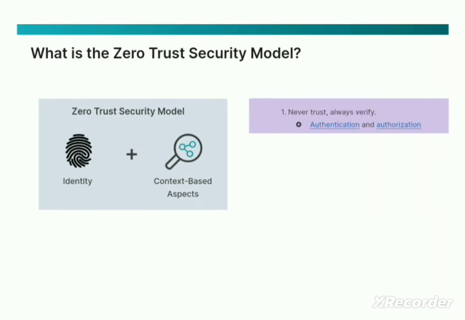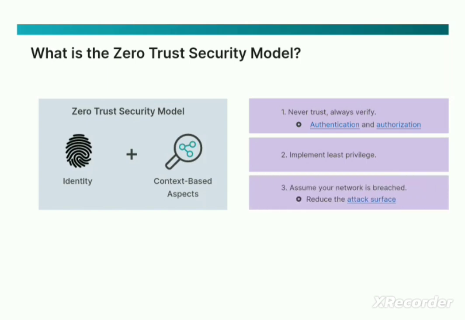1. Never trust a user or device. Always authenticate a user or device to determine their identity and verify what resources the user or device is authorized to access. 2. Implement least privilege. This means that users and devices are granted access to only those resources that they need to complete their jobs or functions. 3. Assume that the network is already breached. Take precautions, such as reducing the attack surface.